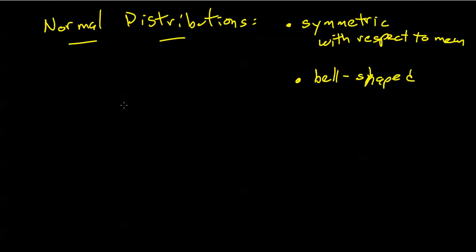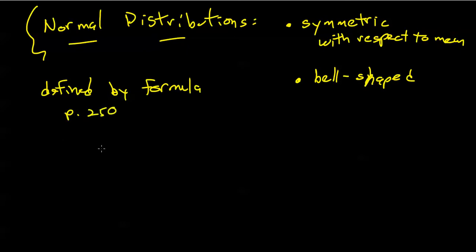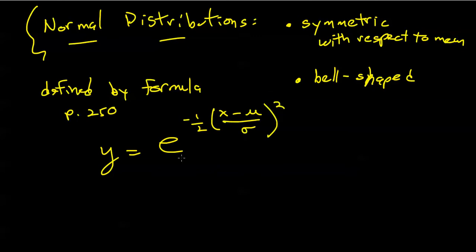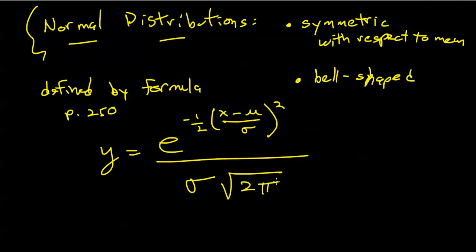Alright, so actually a normal distribution is defined rather formally by a formula that I'm not going to hold you to. It's on page 250. It looks something like this: y equals e to the minus 1/2 power times (x minus mu over sigma) squared, divided by sigma times the square root of 2 pi, where of course mu and sigma refer to the mean and standard deviation of the distribution respectively.